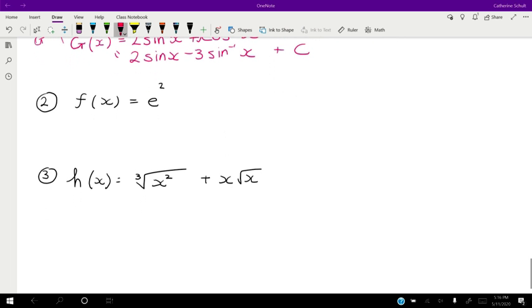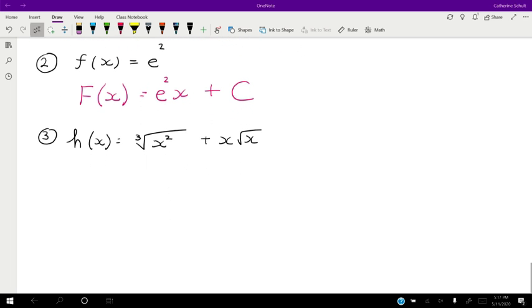All right, and then number 2, e squared. Well, e squared is a constant. You can plug it in your calculator, you're going to get one answer. So the function whose derivative is a constant, we're just going to add an x because the derivative of x is 1. And then to make it general, we're going to add c. So again, for number 2, we have to remember that e squared is a constant, and the antiderivative of a constant is just that constant times x.